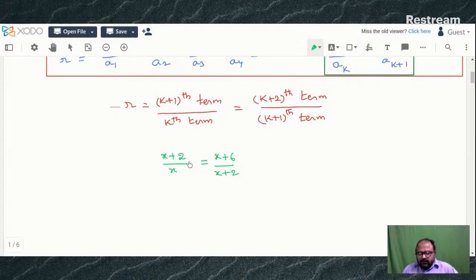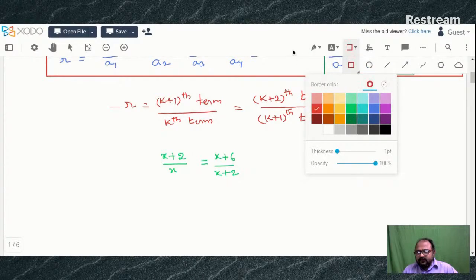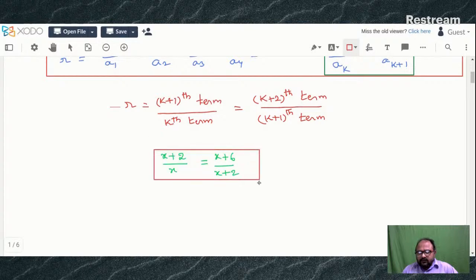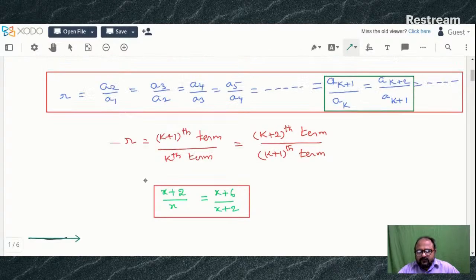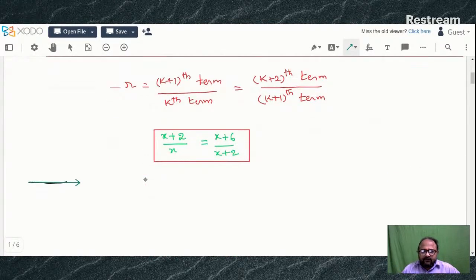Then now you should simplify this. If you simplify, you got an equation. If you simplify this, you will get the value of x. So now I am writing the next. The next step is simplification. It is the third step. Third step is simplification.